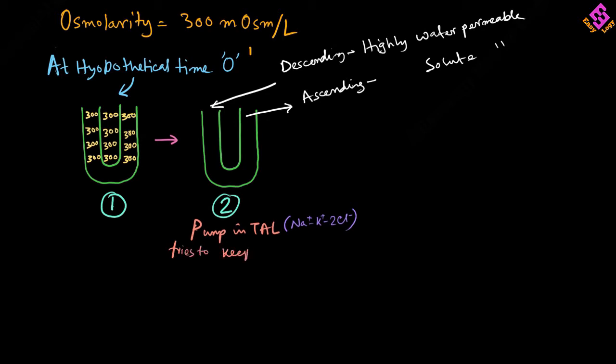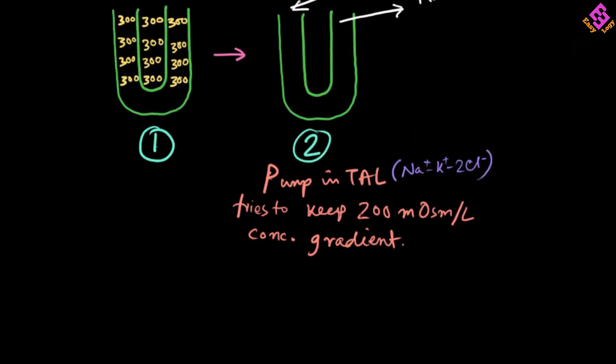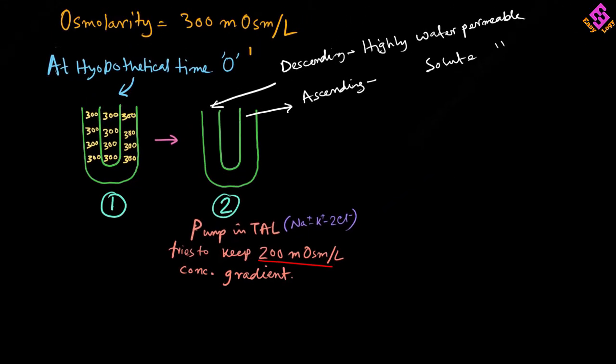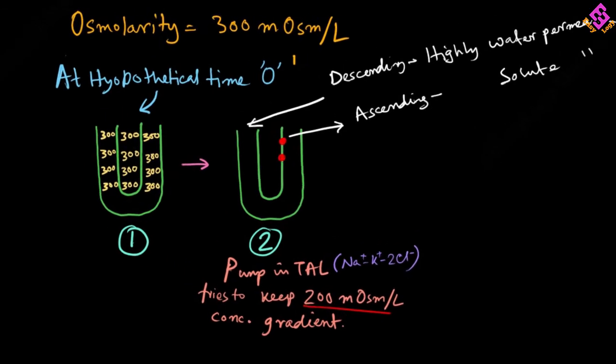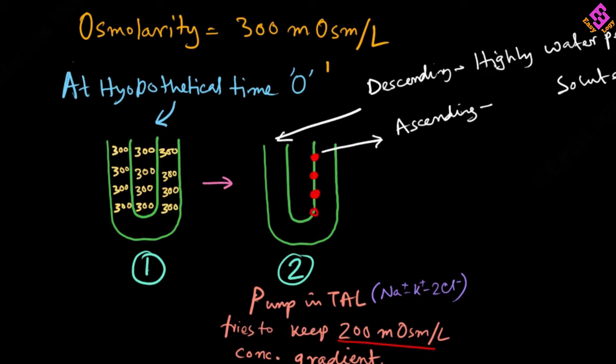Now what does this pump do when it becomes active? It tries to maintain 200 milliosmol per liter concentration gradient between tubular fluid and the interstitial space. This is very important. Remember, the pump will try to keep 200 milliosmol per liter concentration gradient. Let's draw the pump in thick ascending limb. This is the pump. Let's write descending limb. This will be same, 300, 300, 300 and 300.